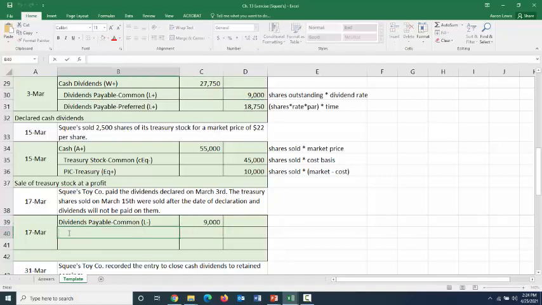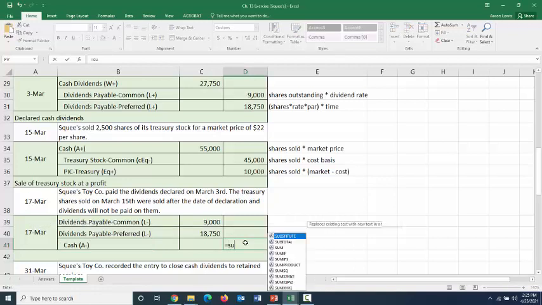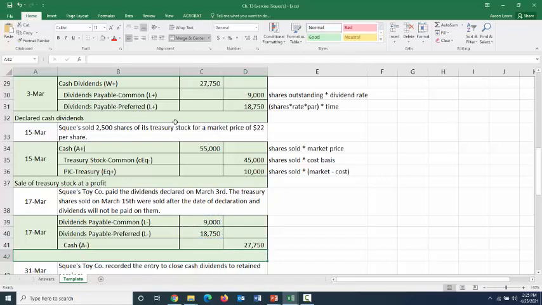We are going to also decrease our dividends payable this time to our preferred shareholders by the amount that we declared in the prior entry, which was $18,750. And what are we actually giving our shareholders in this instance? We are paying these dividends in the form of cash. So here, we're going to have to figure out how much cash we are paying. It's equal to the sum of those two numbers, which is $27,750, the same amount that we declared earlier when we paid our previously declared cash dividends.